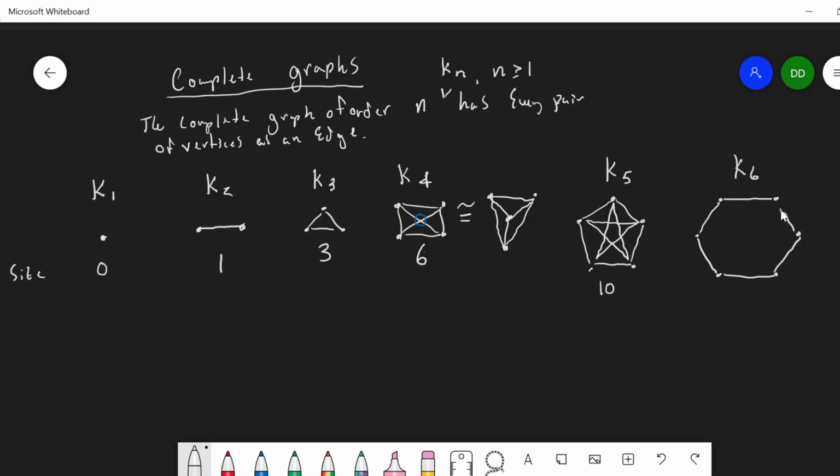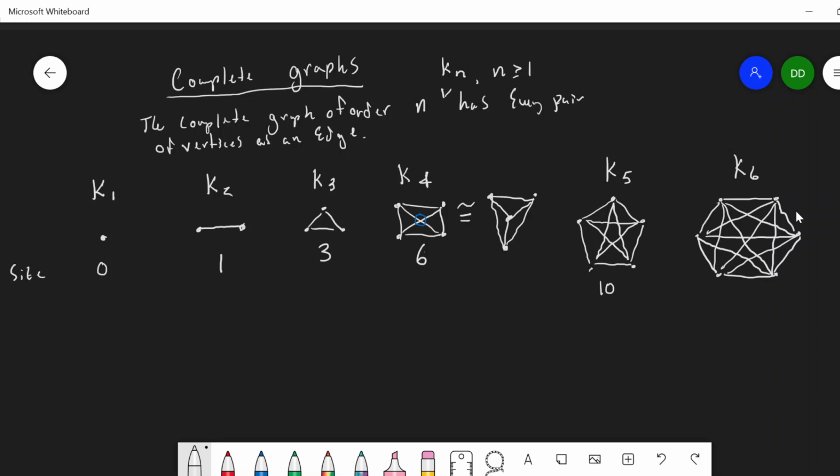So now I'm drawing K6. Again, every pair of vertices is an edge in this graph. And there we have K6.